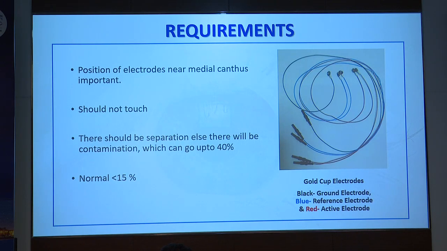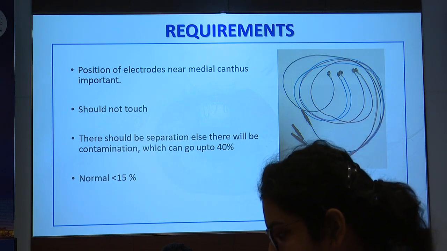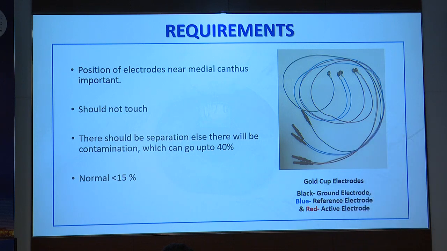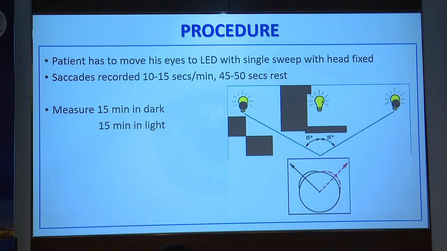Now here you can see the picture, and you can see that the gold cup electrodes are there. It's very expensive. Black is the ground electrode, gold cup, blue is reference, and red is the active electrode, which is placed near the medial canthi, and the position is very important at the medial canthi. They should not touch, there should be separation, otherwise contamination will happen. Patient has to move his eyes to the LED with a single sweep with head fixed. Circuits recorded 10 to 15 seconds and 50 seconds rest. 15 minutes in dark and 15 minutes in light.